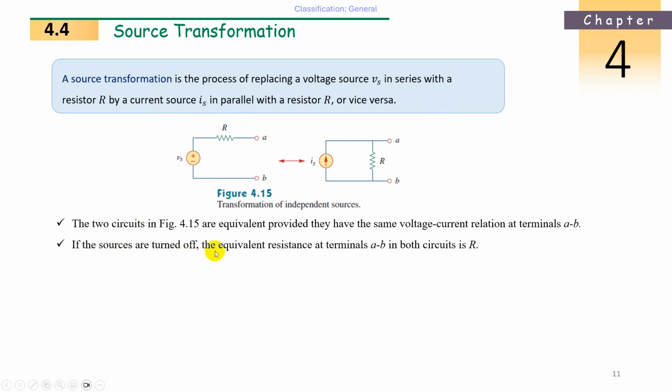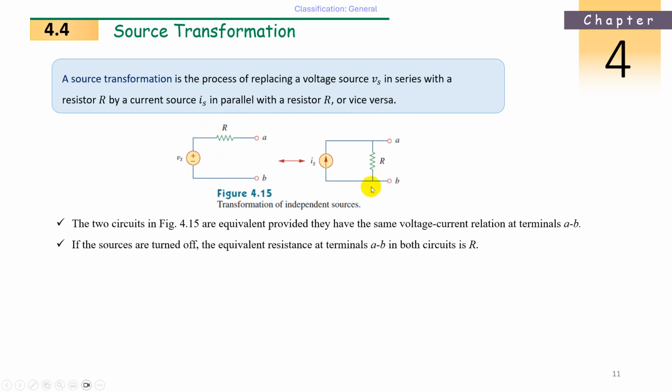When the sources are turned off, the equivalent resistance at terminals A and B in both circuits is R. If the voltage source here is turned off, as we already studied in superposition, turning off a voltage source means making V equal to 0, so we short circuit it. We remove the source voltage and short circuit it, so there is nothing but a continuous path. Between terminals A and B, with no Vs and a short in between, only the resistance R remains.